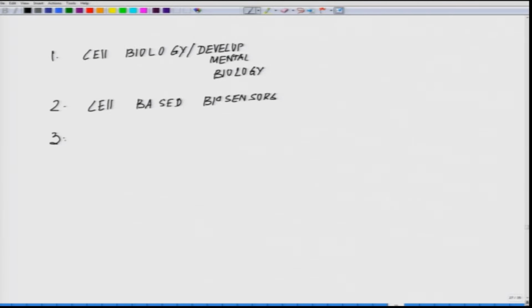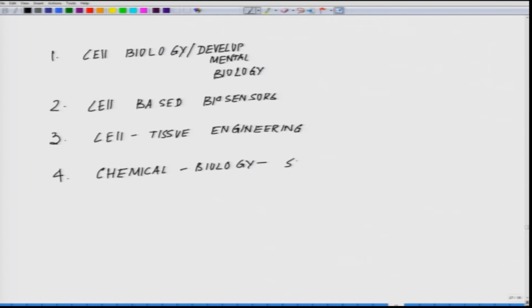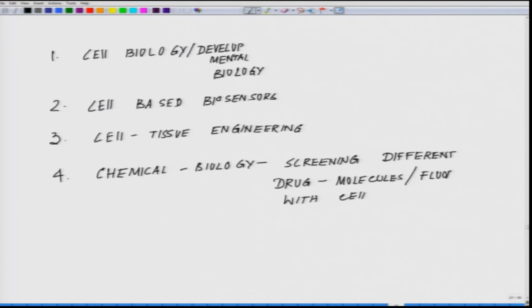or a lab working on cell tissue engineering, or a chemical biology lab where essentially the idea is screening different drug molecules and their interaction with cells, or not only drug molecules, but different, say, fluorescent molecules.